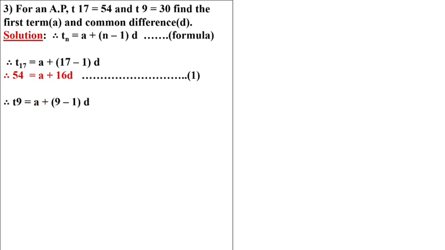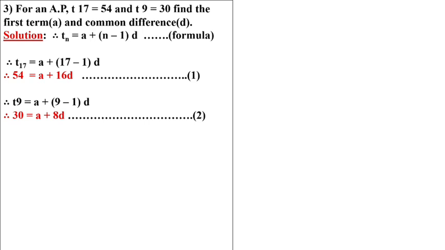Same way we will do for the T9 also. T9 is 30 equal to a plus 8d, since 9 minus 1 is 8d. So here we form the second equation. Here we are using two variables to form an equation. Therefore this question is asked in chapter number 1, linear equations in two variables.